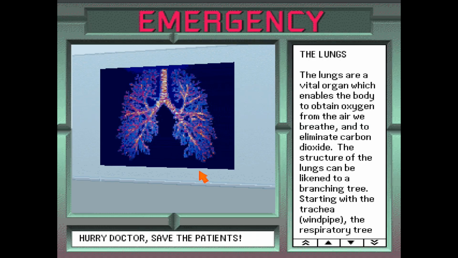The lungs. The lungs are a vital organ which enables the body to obtain oxygen from the air we breathe and to eliminate carbon dioxide. The structure of the lungs can be likened to a branching tree. Starting with the trachea, windpipe, the respiratory tree branches initially to form 2 main bronchi, airways, that enter the right and left lungs. The main bronchi then branch again and again, first forming smaller bronchi and then even smaller bronchioles.